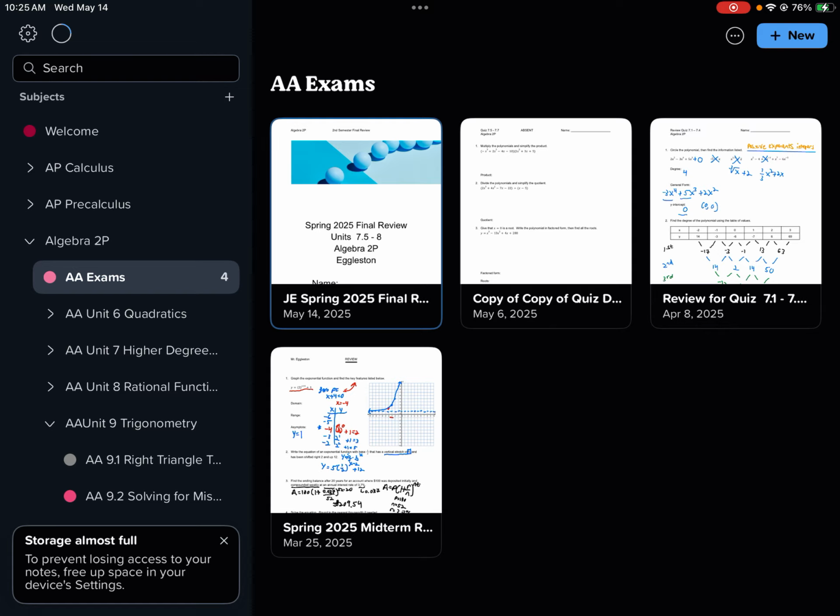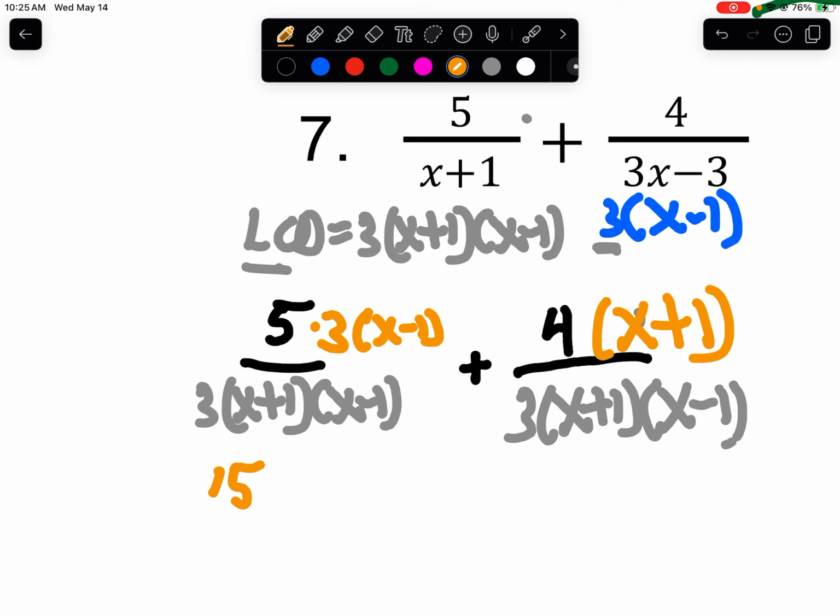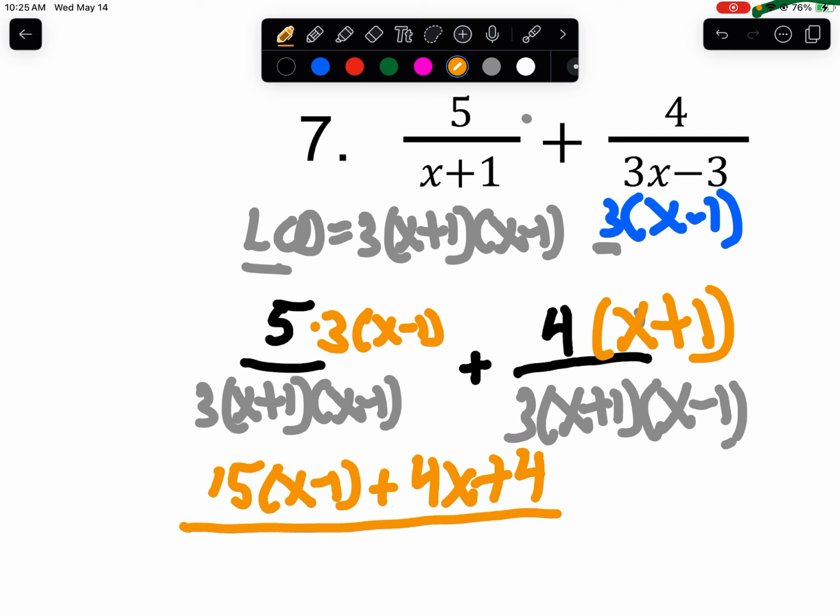So what do we have to do? We have to just multiply 5 times 3. So you get 5 times 3 is 15. And then we end up with 15, parentheses x minus 1, plus 4 times x plus 1 is 4x plus 4, all over the LCD of 3x plus 1, x minus 1.